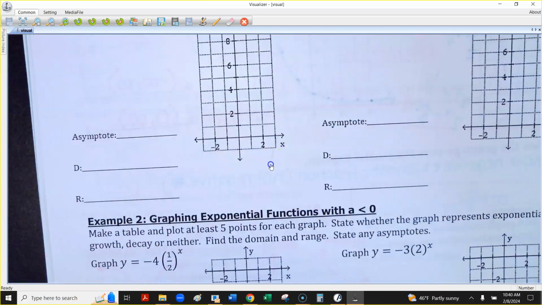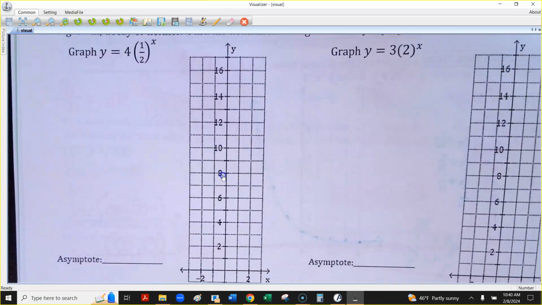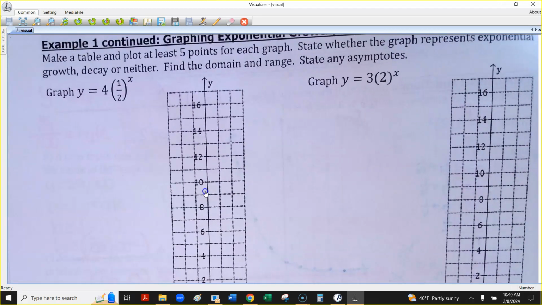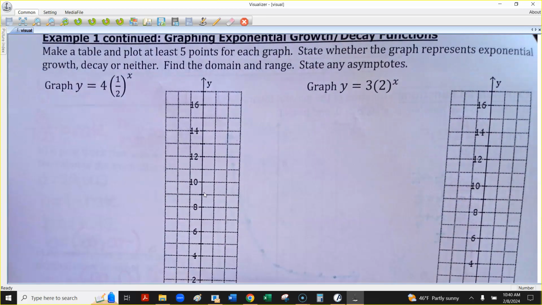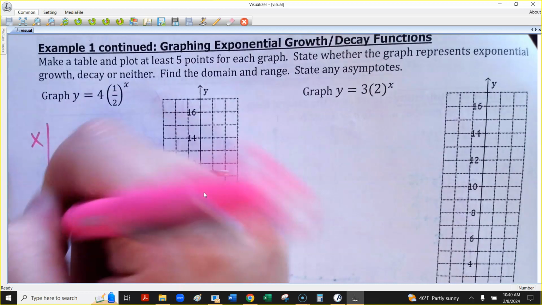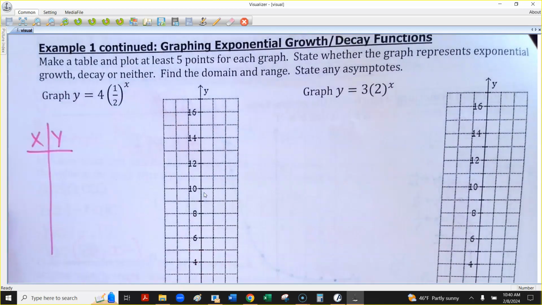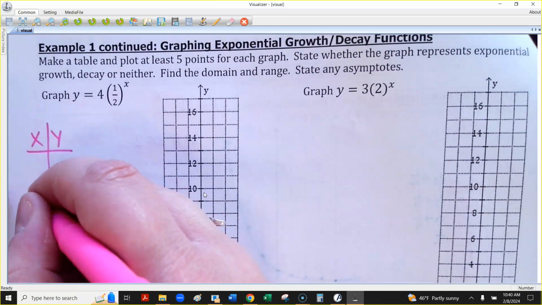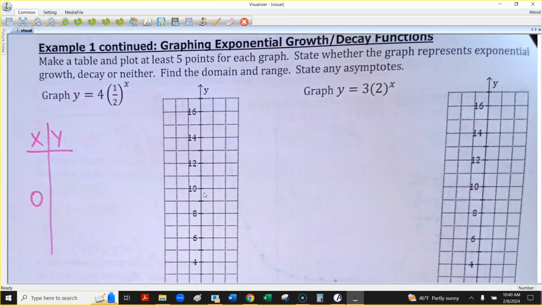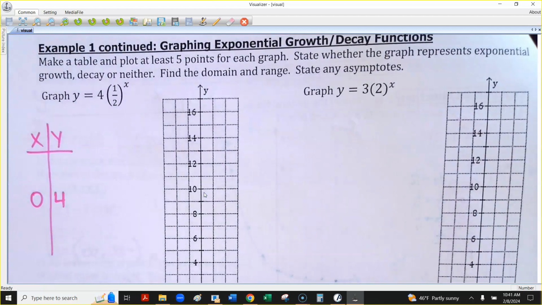Now I'm just going to do one of each type. The easiest thing I can do is make a table. It's going to tell you to make like 5 points. This one is going to be decay because I've got a 1/2 as my B value. So I'm just going to put 0 in the middle. If you plug in 0, so you do 1/2 to the 0 power, that would be 1. The y value should just be A, so 0, 4.